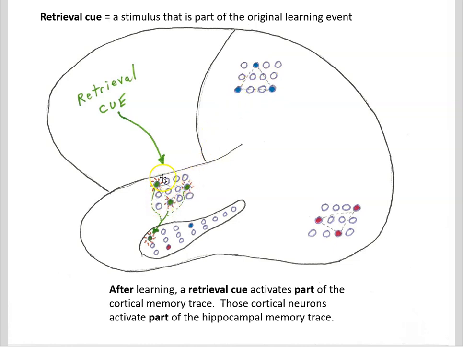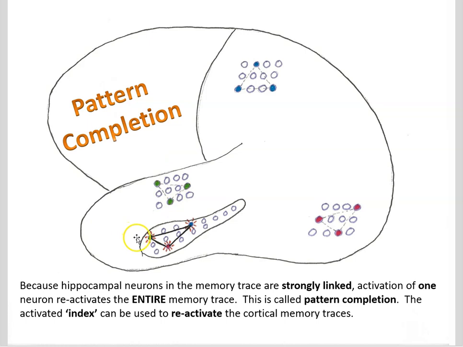Now, what will happen when these auditory neurons are activated? They're going to send information down into the hippocampus and reactivate the very same hippocampal neuron that was allocated during the original learning event. So we've got activity in the green neuron in the hippocampal memory trace. But now something cool happens. As a result of synaptic plasticity between those allocated hippocampal neurons, the green neuron is going to be able to activate the entire set of neurons in the hippocampal memory trace. Scientists call this pattern completion.